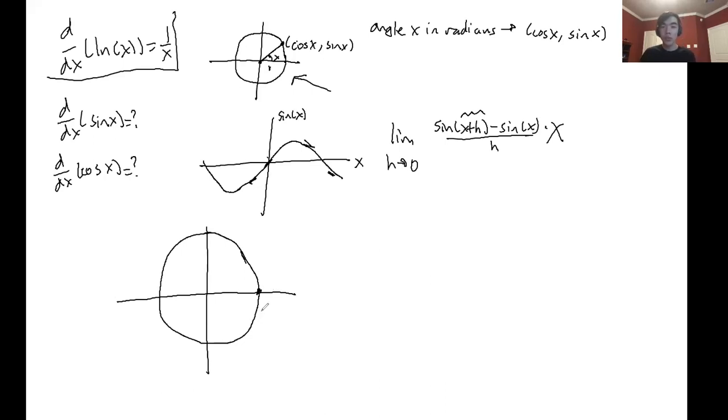I'm gonna turn this into a word problem. So you start at (1, 0), and then you walk along the circle at 1 unit per second. So you're walking along the circle 1 unit per second. So your position at time t is actually equal to (cosine of t, sine of t).